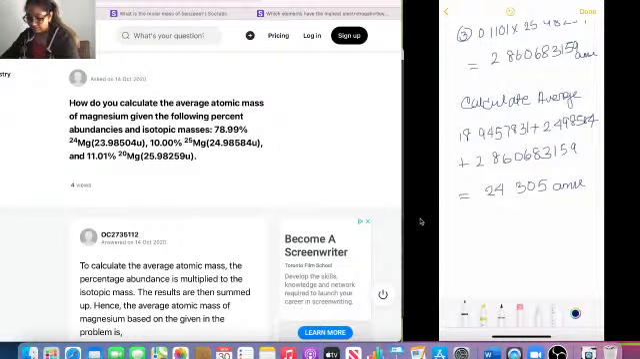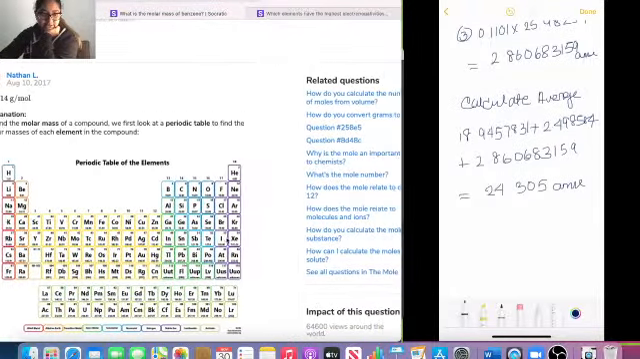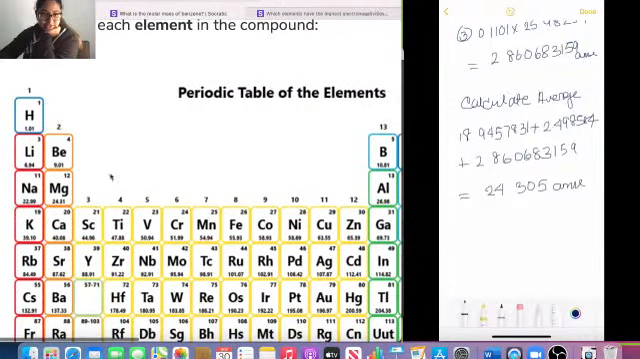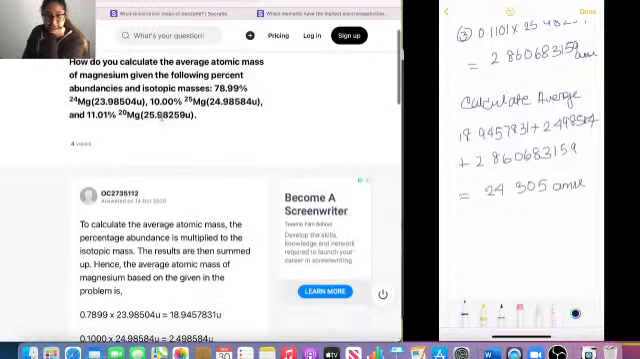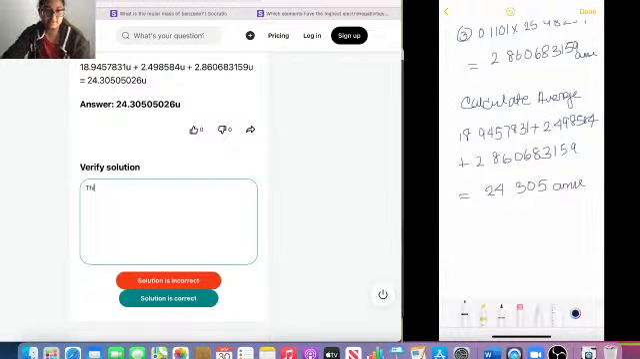amu. Okay? So this is your naturally occurring magnesium atomic mass. So if we look at a periodic table right here, you can probably see that magnesium is from group 2 and it has an atomic mass of 24.31, which is basically the same thing that we have got here.